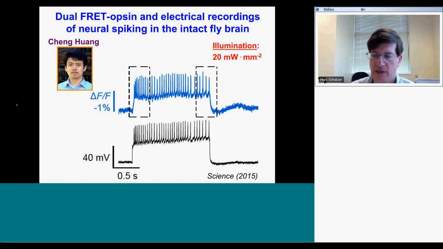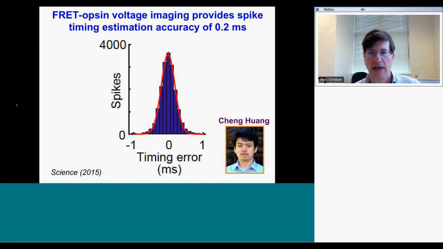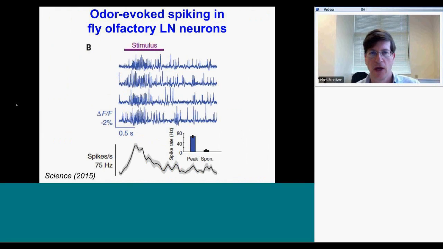We have similar capabilities for probing neuronal dynamics in the intact fly brain. This is data from Chung Huang in my lab. You can see the results here of a dual recording, optical and electrophysiological. And again, as in the mouse, we can detect neuronal spiking as well as subthreshold facets of the membrane voltage depolarization using modest illumination levels. Here's a close-up. And again, we have 200 microsecond spike timing precision.